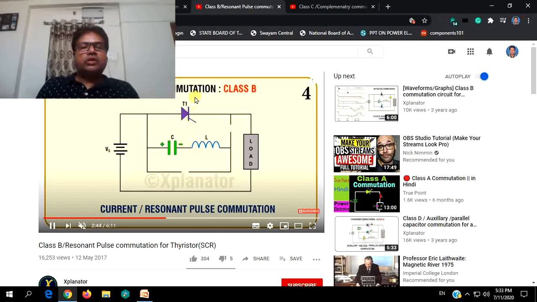Then when you trigger the main SCR T1 on, the current flows via the source, main SCR, and the load, or load current flows as per the requirement. It is the actual circuit, and this is the commutating circuit.